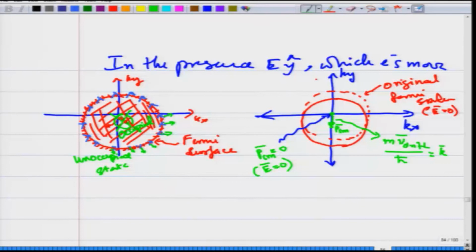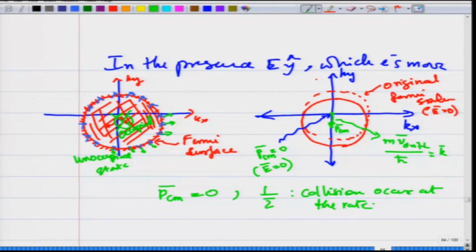So, when you apply an electric field, these electrons start drifting and there is a net drift which develops, which is defined as the change in the center of mass. And the moment there is a change in the center of mass, very soon these electrons will want to go back to the original P equal to 0 center of mass state. And so, the moment you have distorted it from the P equal to 0 state, collisions occur at the rate of 1 by tau, which tries to restore back the momentum.